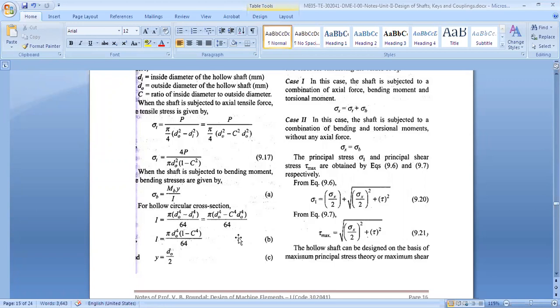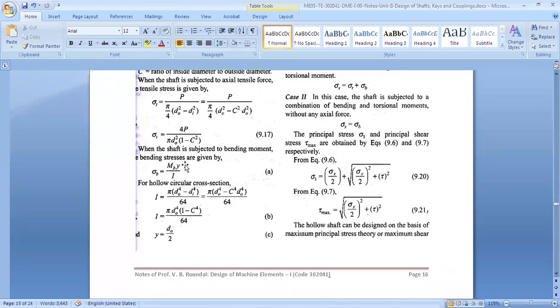Similarly, let's try to find out sigma b. Sigma b is Mb upon I into y, right? I is pi by 64 into do raised to 4 minus di raised to 4, right? This is the moment of inertia for the hollow shaft. So let's put di equal to C do. So we'll get pi by 64 do raised to 4 into 1 minus C raised to 4.